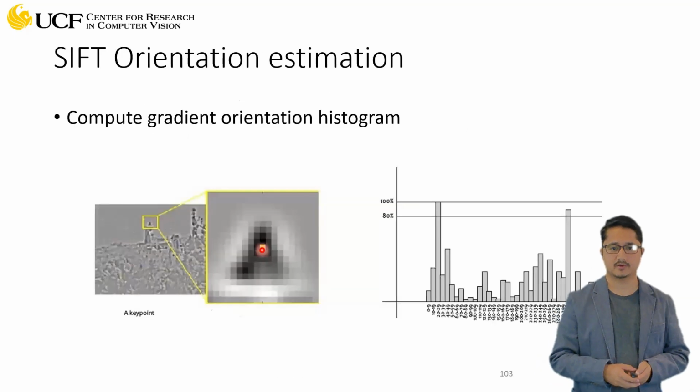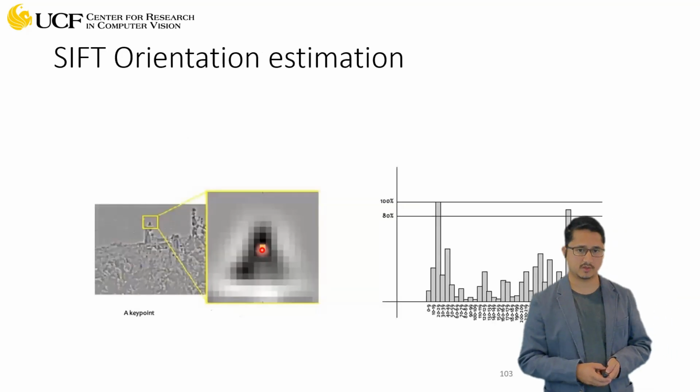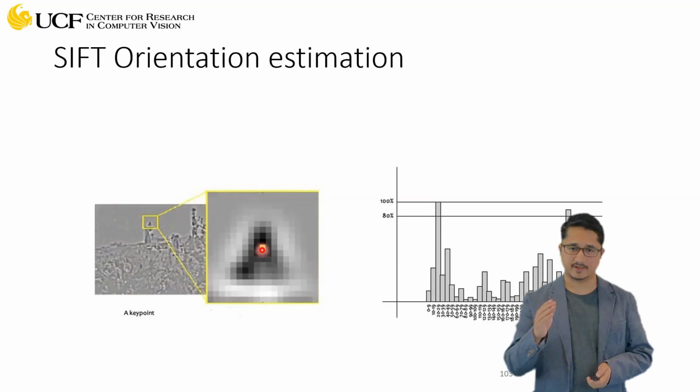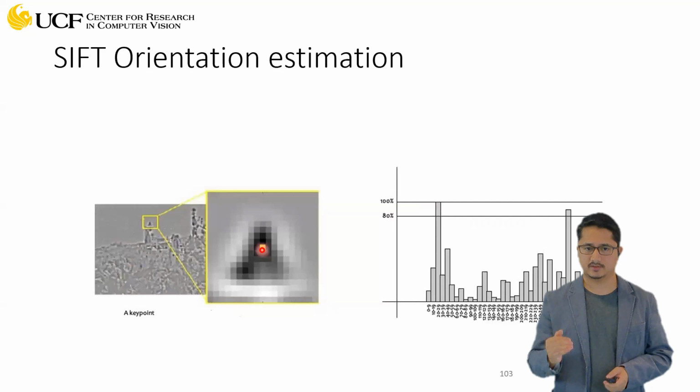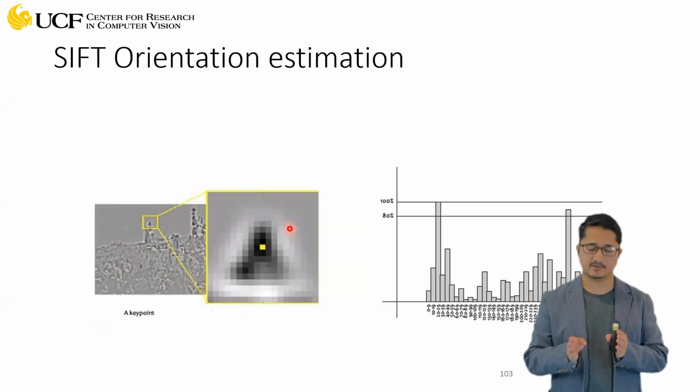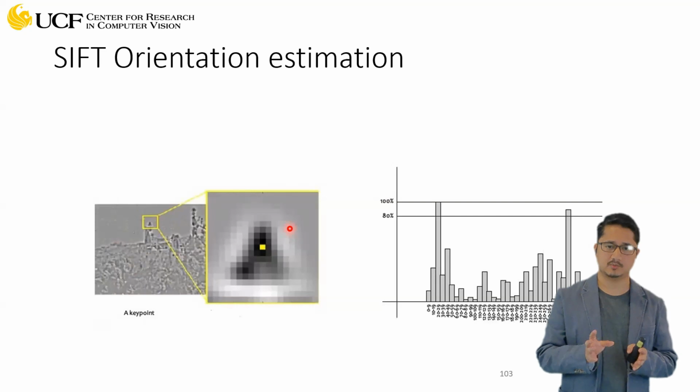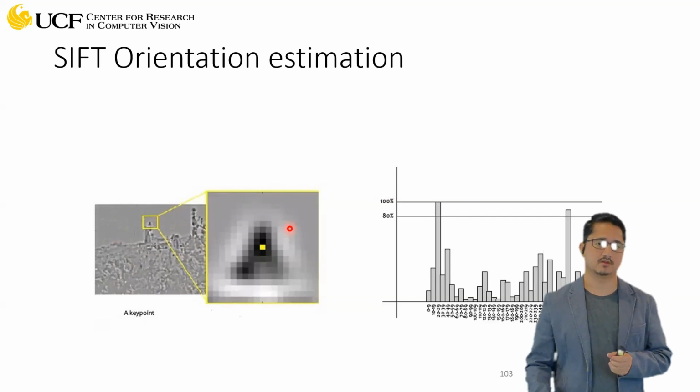Now, once you have these key points, the next step, the second step in your SIFT algorithm, is to extract some kind of features from those locations. Now let's try to understand how we can do this. This is going to be somewhat similar to when we discussed the HOG feature extractor.